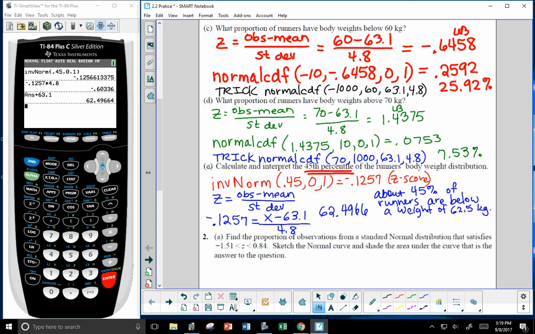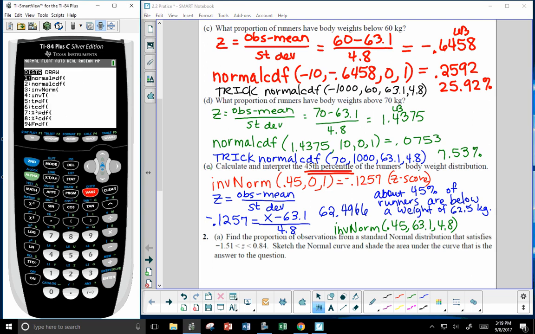Okay, number 2, find the proportion of observations from a standard normal distribution that satisfies z is greater than negative 1.51 and z is less than 0.84. Sketch the normal curve and shade the area under the curve. That is the answer to the question. I would actually probably start with the curve, just because I like to be able to visualize things. So I'm going to do our bell-shaped curve.